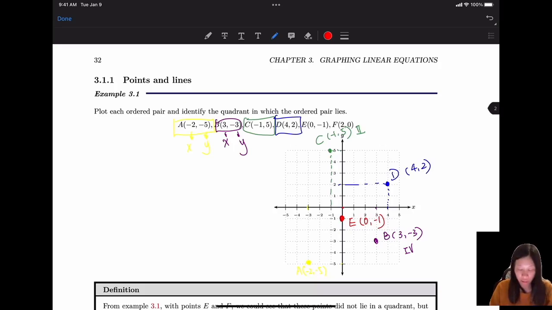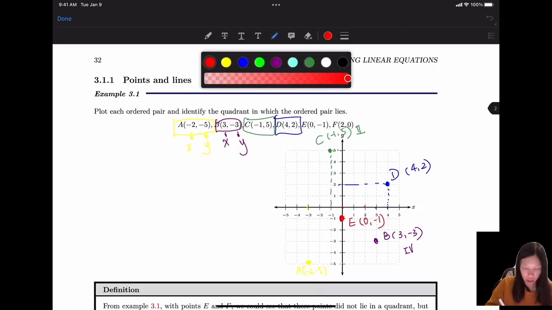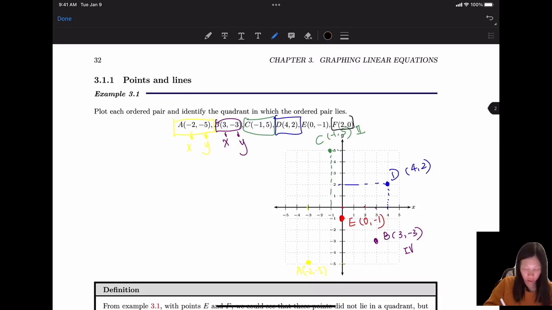And then F is 2, and y equals 0. I'm almost running out, let me use black. So I have 2, 0. This is our point F. F is going to be on our x-axis, our horizontal axis, because our y coordinate equals 0. I forgot to label these.